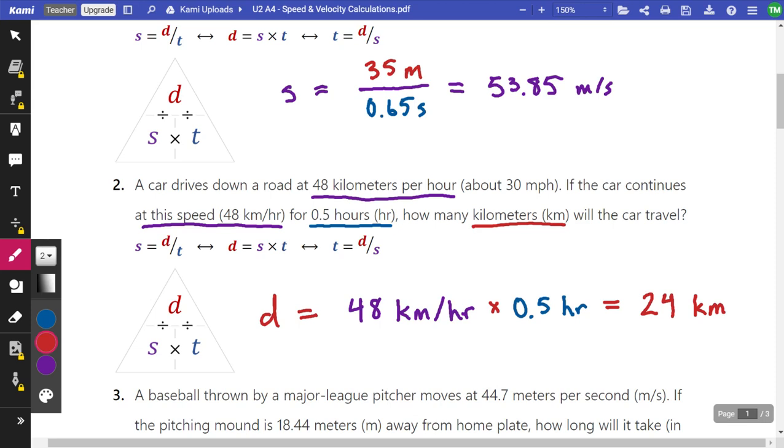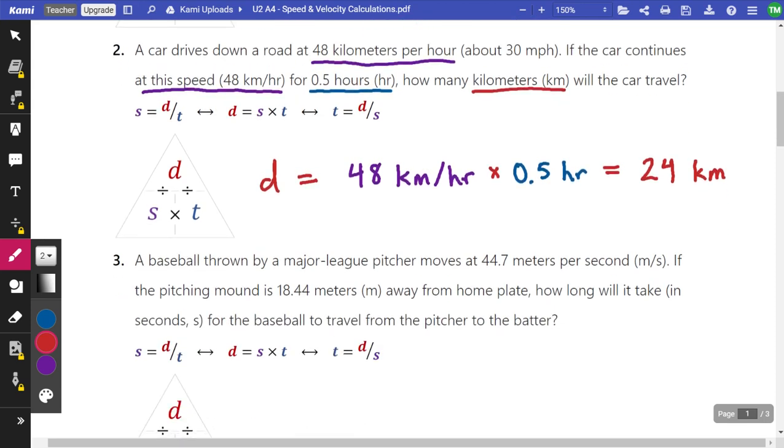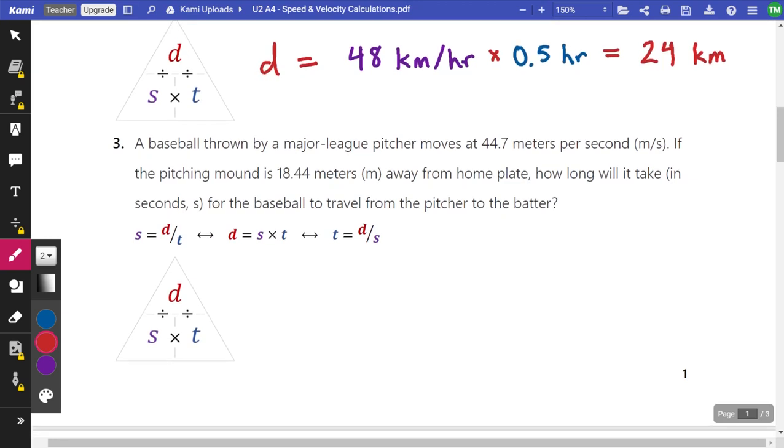Okay, let's look at another example. A baseball thrown by a major league pitcher moves at 44.7 meters per second. Right off the bat, because it's a baseball question, this 44.7 meters per second is a speed, a distance per time. So we're given the speed again. This time we're also given the distance. The ball is going to move about 18.44 meters to get from the pitching mound to home plate. How long will it take in seconds for the baseball to travel from the pitcher to the batter?